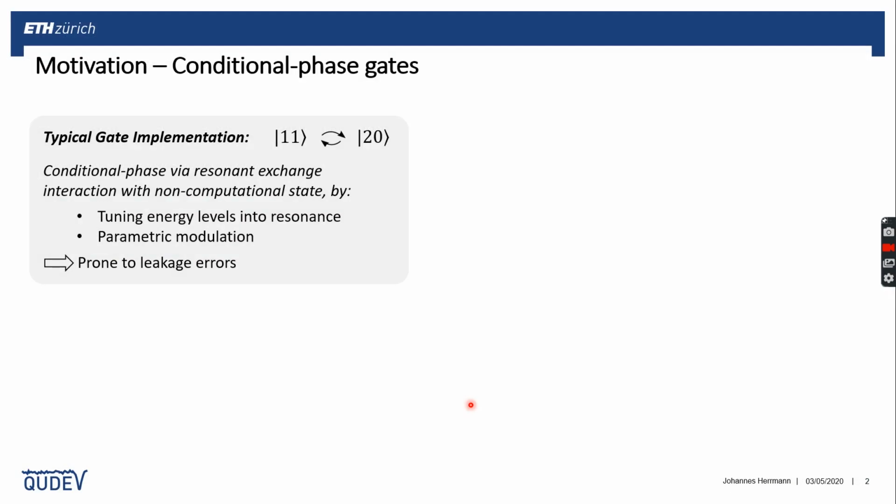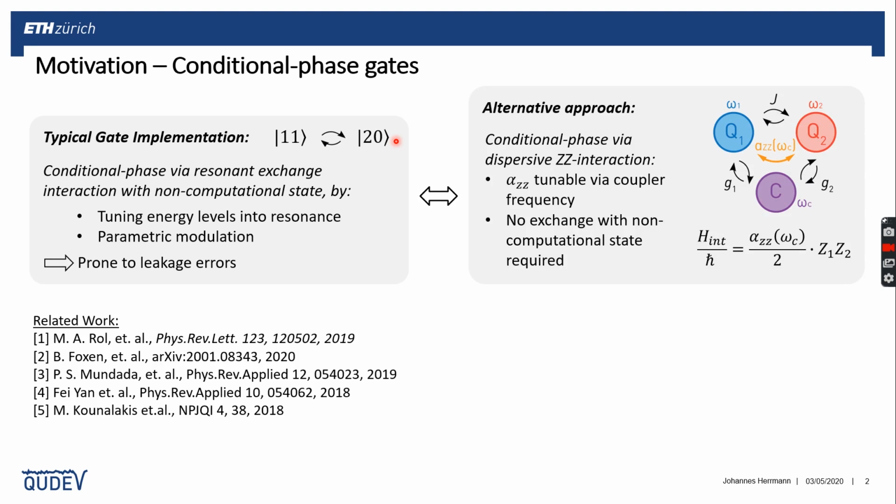So how are conditional phase gates typically implemented? Typically, we will make use of the resonant exchange interactions with a non-computational state, here the 2-0 level, to implement a conditional phase. And this is either activated by tuning the associated energy levels directly into resonance, or by parametrically modulating at the correct frequency. Since this mechanism involves interactions with a non-computational state, this type of gate is prone to leakage errors. So what we will show here is an alternative approach which uses the tunable ZZ interactions between two qubits to implement a conditional phase gate.